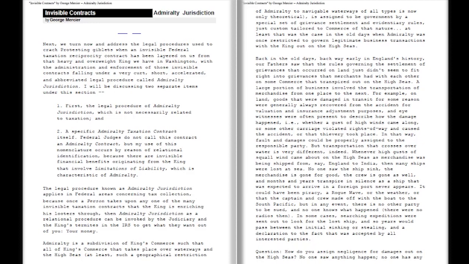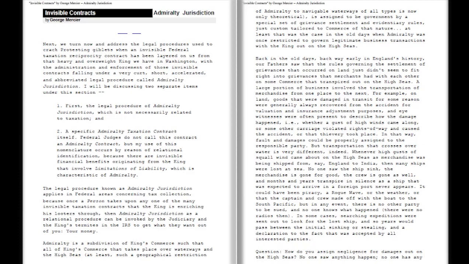One, first, the legal procedure of admiralty jurisdiction, which is not necessarily related to taxation, and two, a specific admiralty taxation contract itself. Federal judges do not call this contract an admiralty contract, but my use of this nomenclature occurs by reason of relational identification, because there are invisible financial benefits originating from the king that involve limitations of liability, which is characteristic of admiralty.